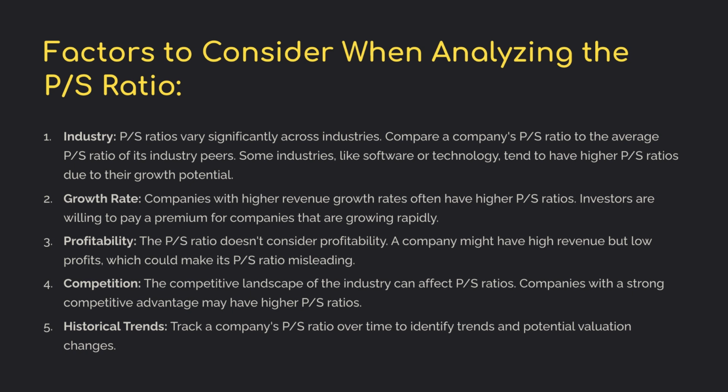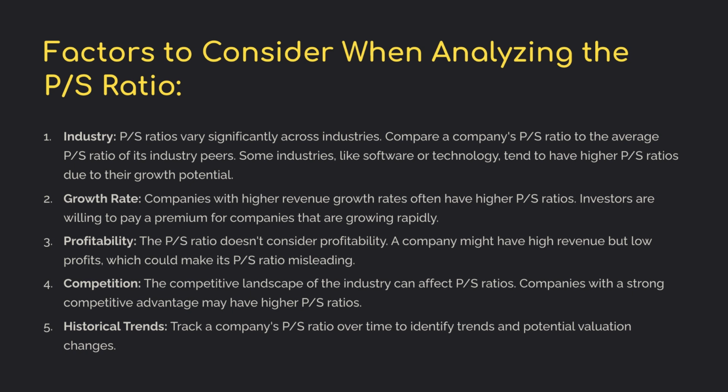Industry. PS ratios vary significantly across industries. Compare a company's price to sales ratio to the average price to sales ratio of its industry peers. Some industries, like software or technology, tend to have higher PS ratios due to their growth potential. Growth rate. Companies with higher revenue growth rates often have higher PS ratios. Investors are willing to pay a premium for companies that are growing rapidly.